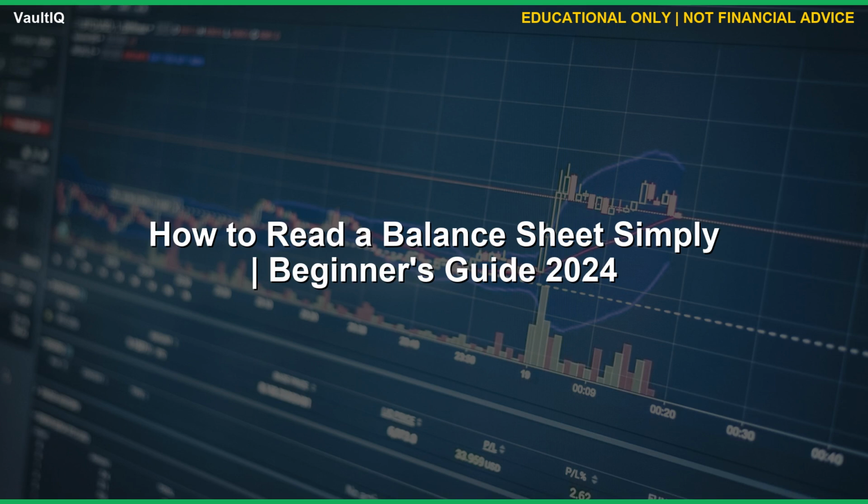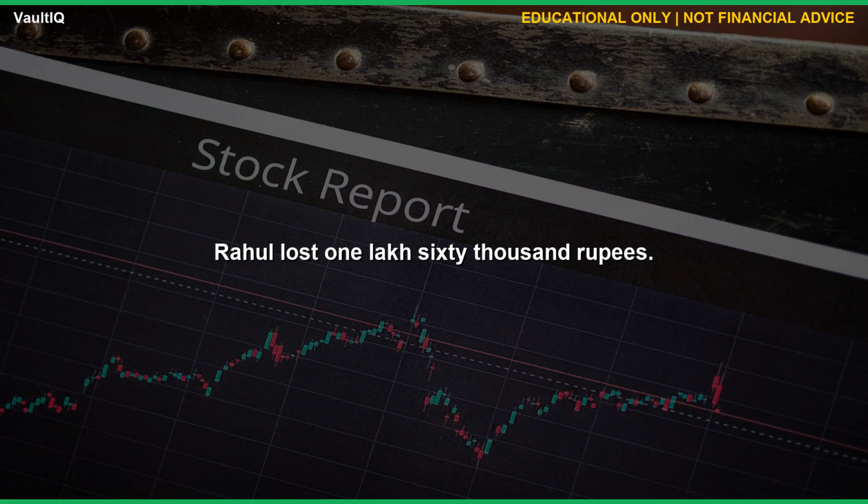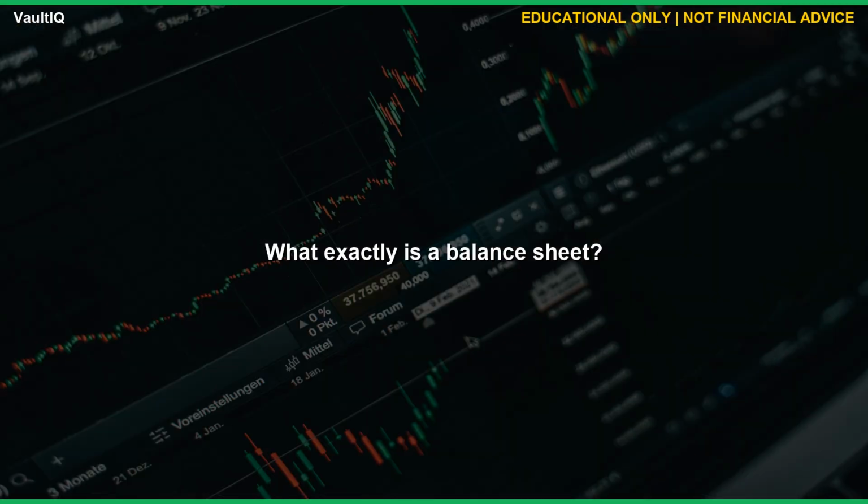What Rahul did not do was look at the company's balance sheet. If he had, he would have noticed something terrifying. The company had borrowed money equivalent to almost 10 times what it actually owned. Within 18 months, the company could not pay its debts and the stock crashed by 80%. Rahul lost 1,60,000 rupees.